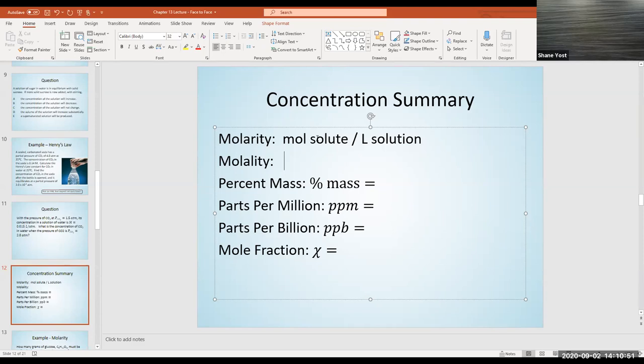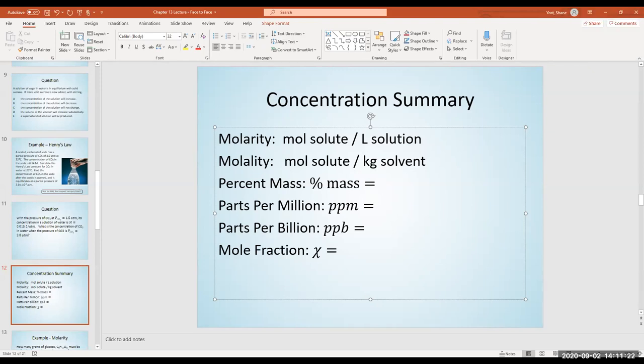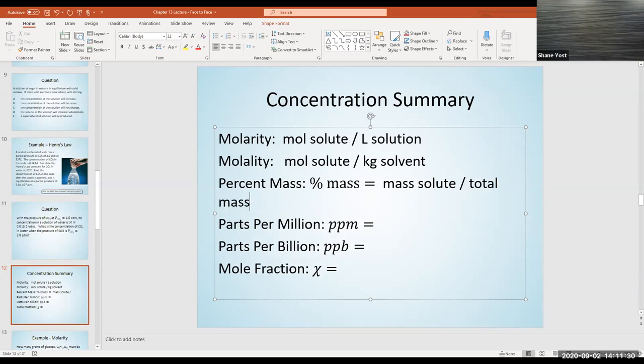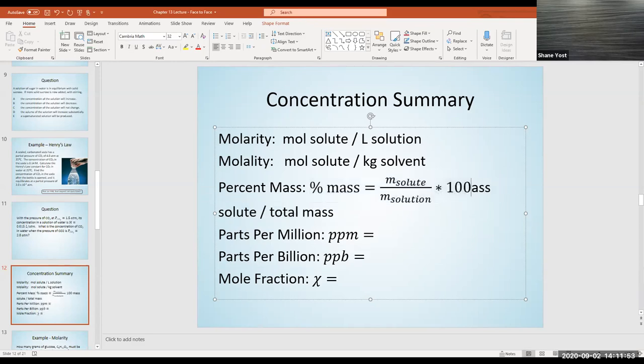Molality is defined as mole solute over kilograms solvent. Percent mass is mass solute divided by total mass. Here, I guess I'll use the mass equation: M total, or I'll say mass of the solution, if we want to think of solute plus solvent. Solution, total mass.